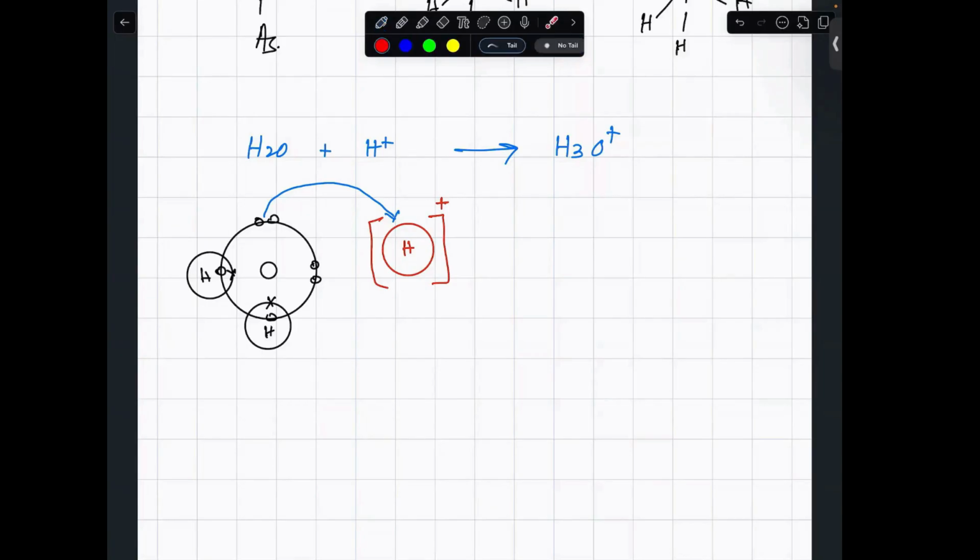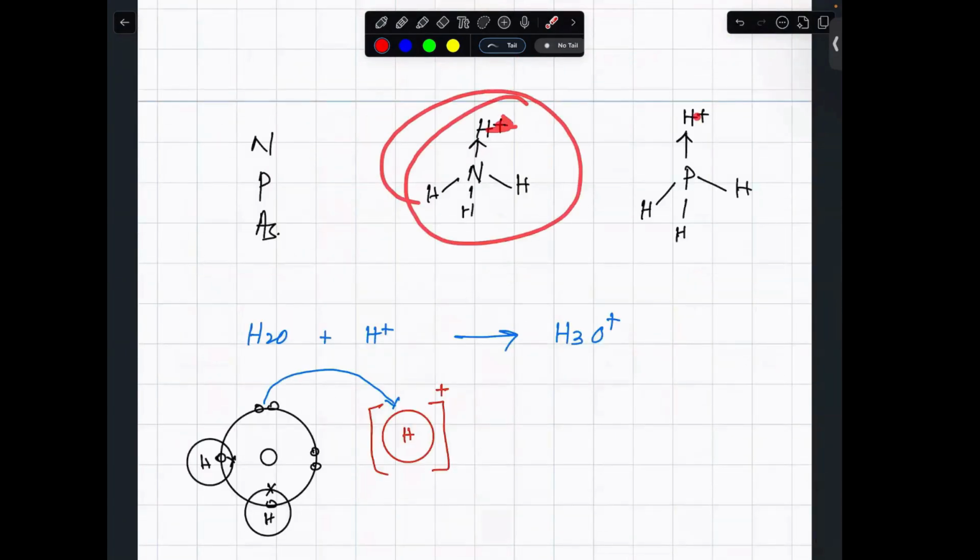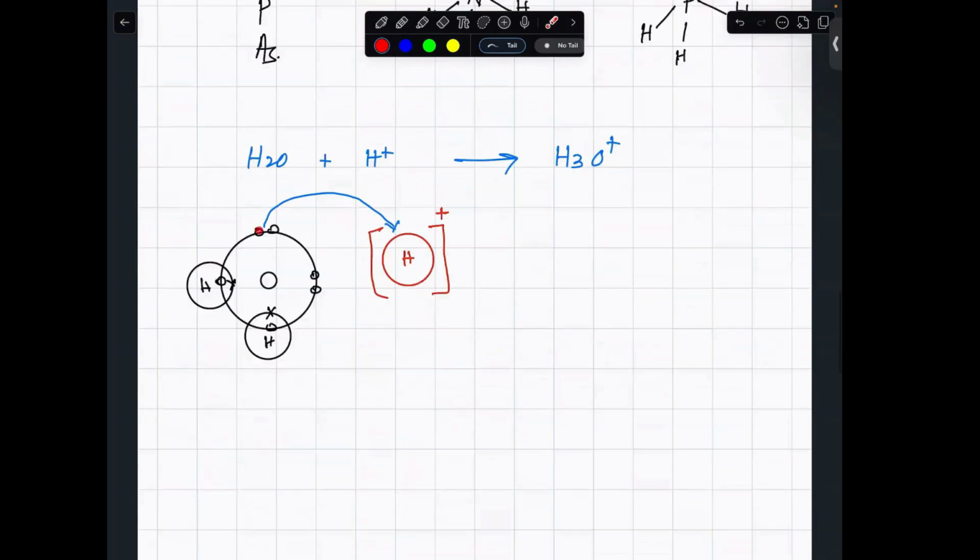Actually, a positive charge like this shows that in this whole system, there is 1 proton more than the electrons. Like if there are 18 electrons, the protons should be 19. I'm just giving you an example. Even in ammonium and phosphonium, this plus indicates that there is 1 proton more than the total number of electrons. So what is happening here? It's giving a pair, making a dative bond.